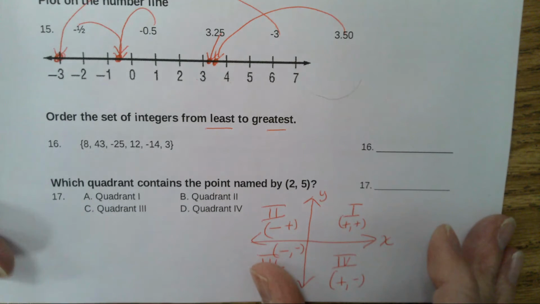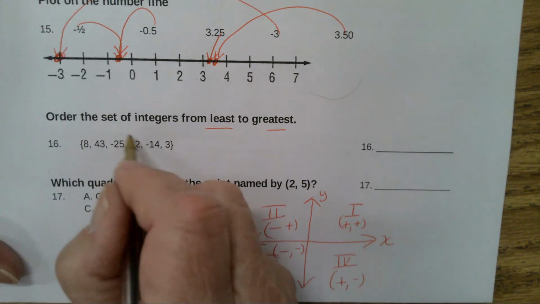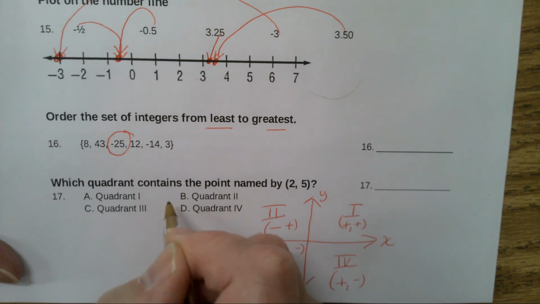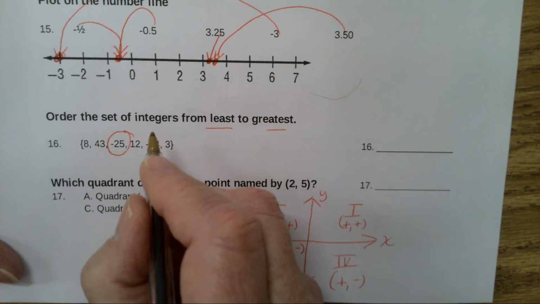Order the set of integers from least to greatest. Okay. My technique, I circle the negative numbers first. So I know those are the ones I'm going to use first. Negative. Let's see, there were only 2 negative numbers, correct?